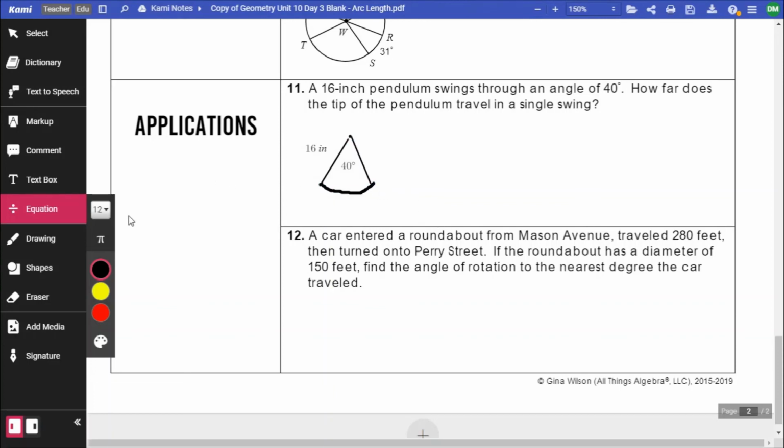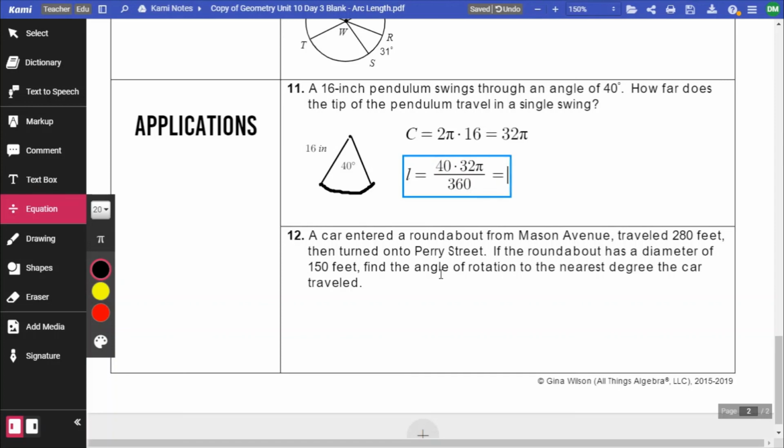Okay, so let's use the arc length formula. But first we need to find the circumference of our imaginary circle if we were to, again, just take that pendulum and swing it around our head. So with a radius of 16 inches, that means that our circumference is 2 times pi times 16, which is equal to 32 pi, and that is in inches. And that means that our arc length is equal to 40 times 32 pi, and that's going to be divided by 360.